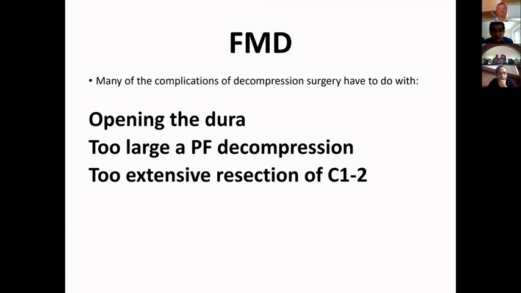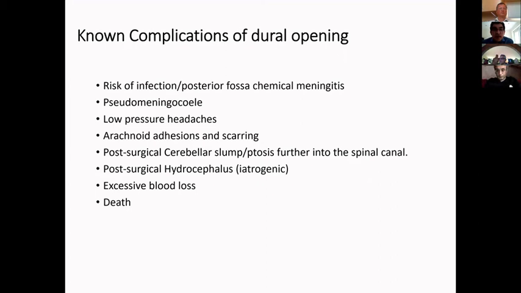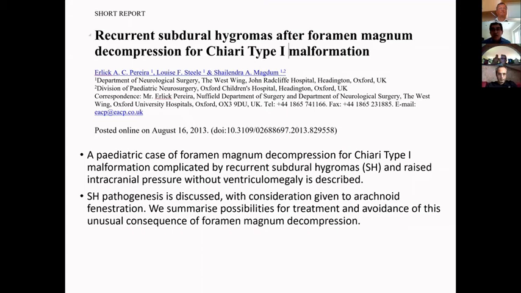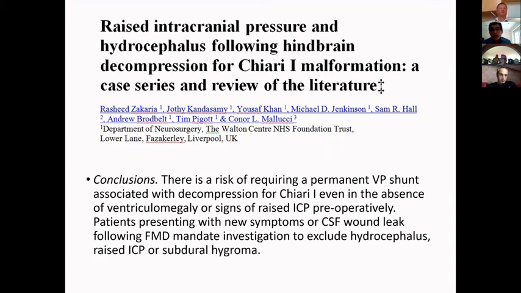If you do too extensive a resection, you get further herniation. If you open the dura, then you get the complications of CSF leak. And a number of people have now reported the recurrence rate. And Massimiliano showed a nice slide talking about the recurrence in Chiari surgery, which can be nearly between 25 to 50%. Claire Clamp also talked about what happens in these patients. My colleagues in Oxford talked about problems after Chiari 1 malformation surgery, including recurrent subdural hygromas. My colleagues in Liverpool reported that following a simple Chiari 1 foramen magnum decompression, these children had the chance of developing iatrogenic hydrocephalus.